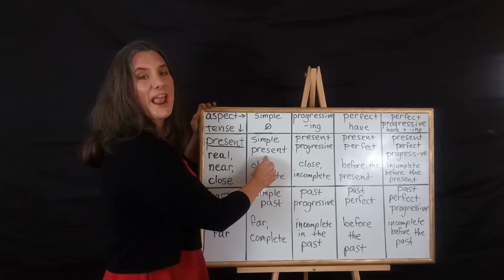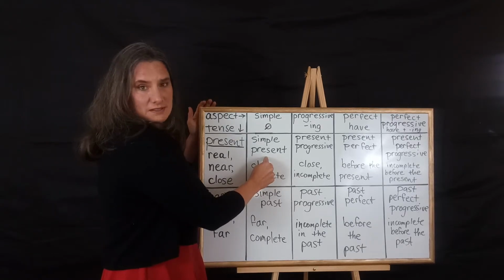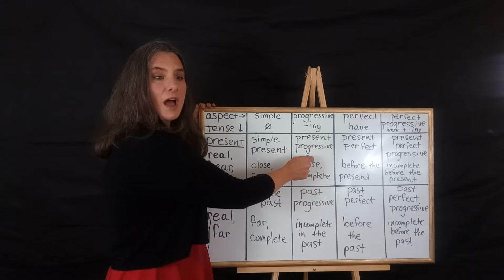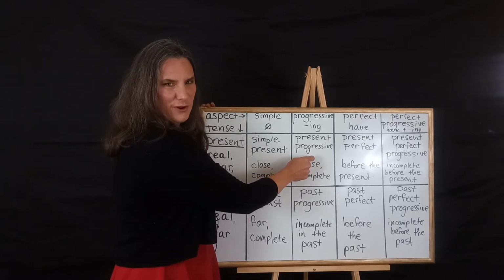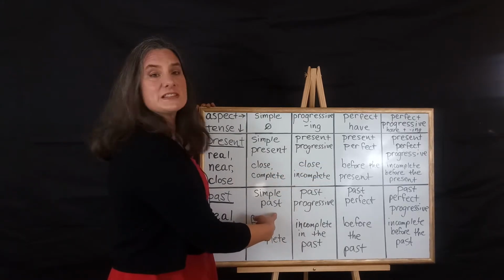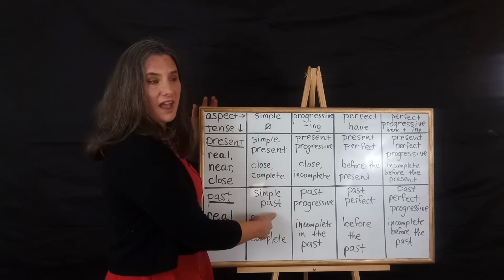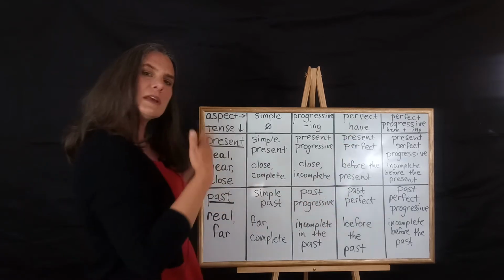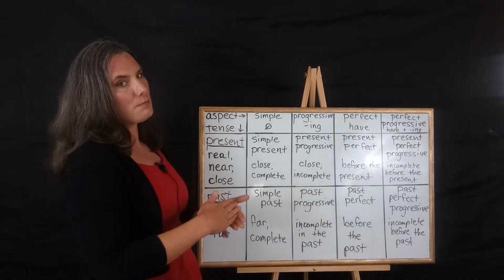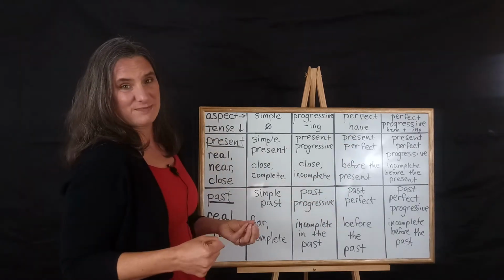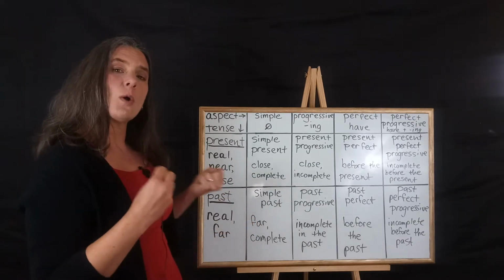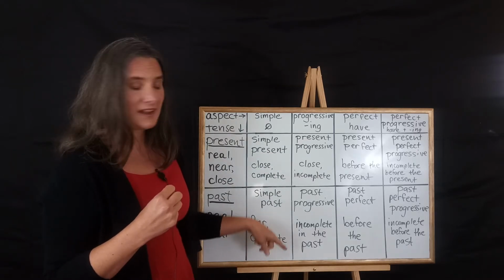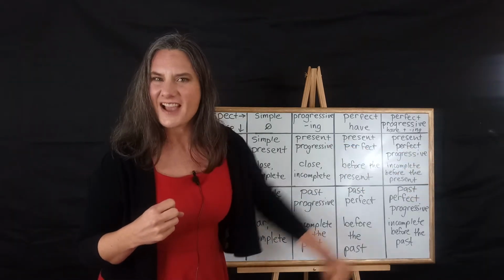Simple present. I am a teacher. I love horses. I eat pizza. We use this one a lot. I am teaching about verbs. And we use simple past a lot. I went to the store last night. But everything else, we use some, but not as much. And we use it at certain times when we really need it. So learn these first. Get really good at these first, and then worry about the rest of these guys.